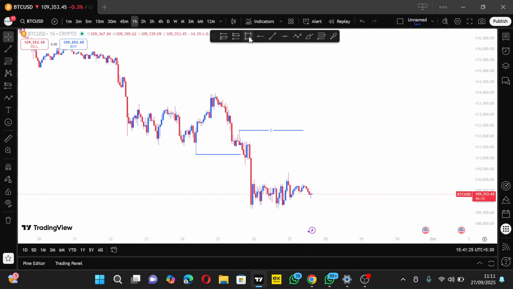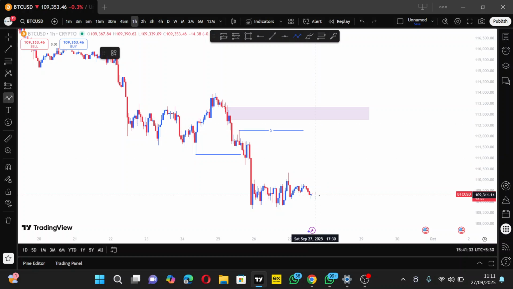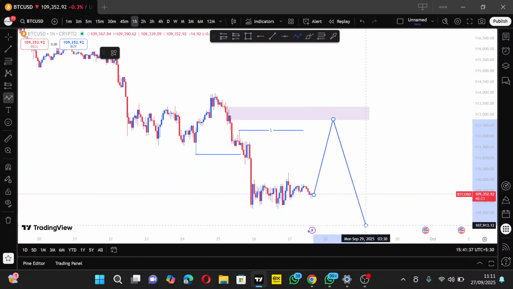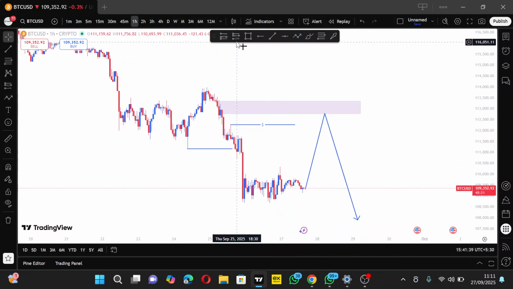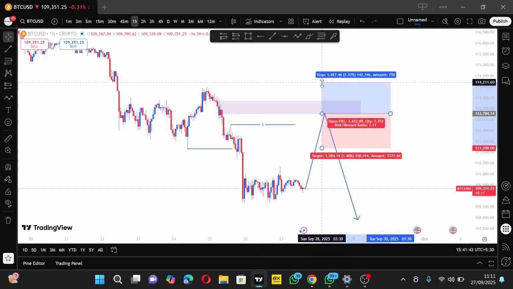So now this is what we're going to be expecting from BTC. We're going to be expecting to short for BTC. Once price gets to this area, we are going to short. So BTC, we are in for sales.